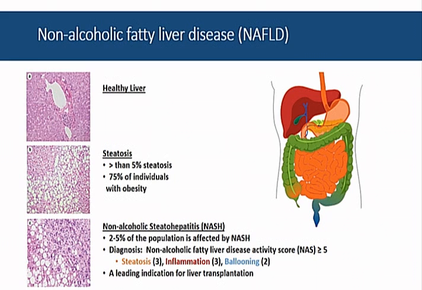To diagnose non-alcoholic steatohepatitis, you use a liver biopsy. This is scored on steatosis, inflammation, and ballooning. Inflammation is scored out of 3, and ballooning out of 2, for a total score of 8. If you have a score of 5 or greater, that's considered NASH.